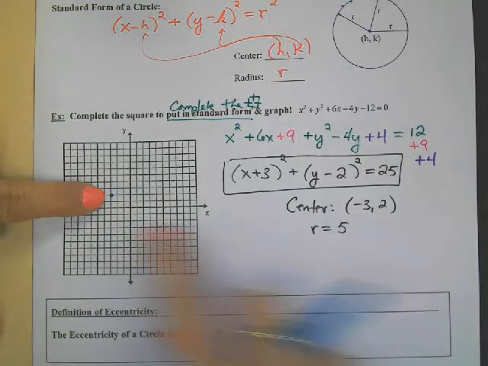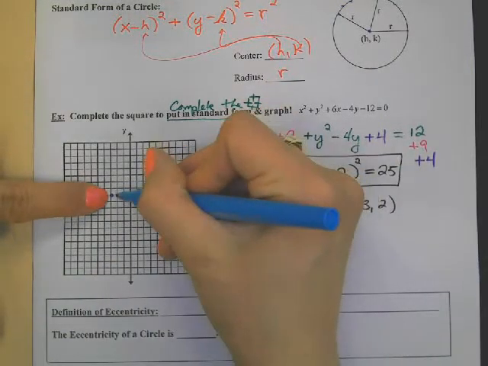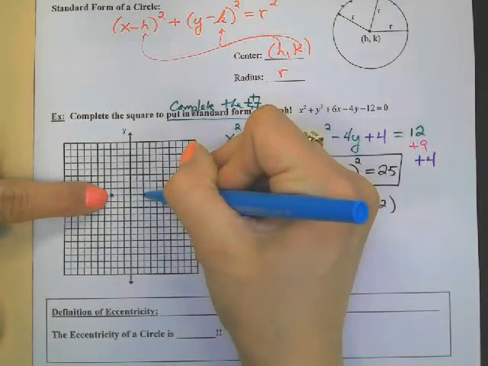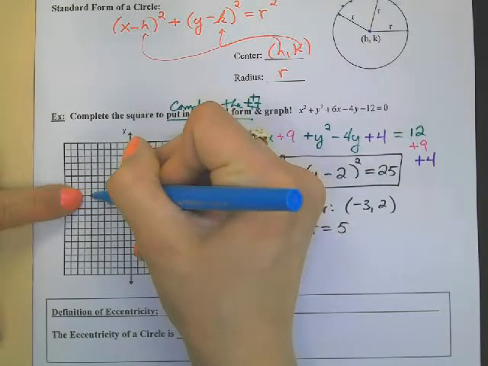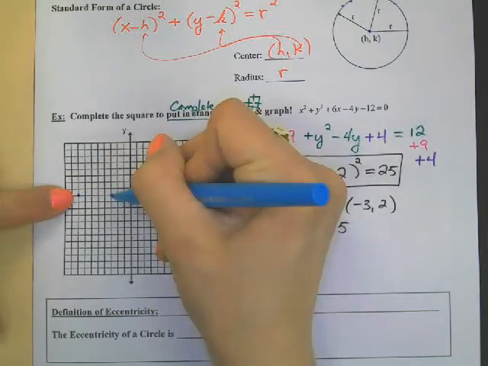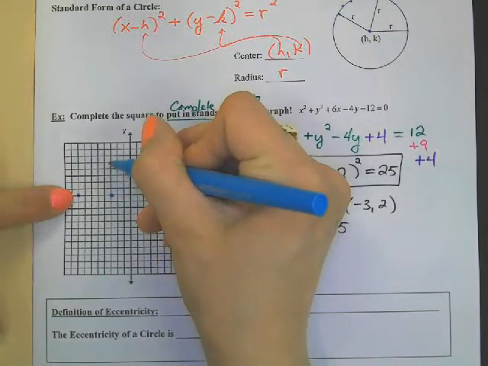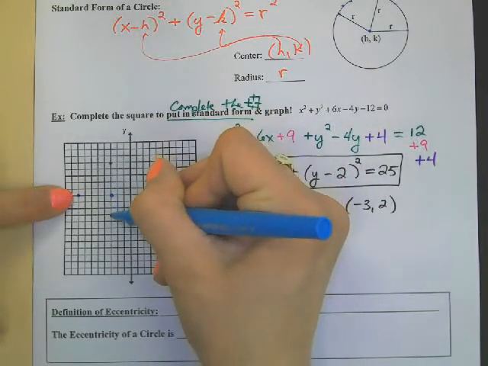No, it's on the circle. The radius is 5. So let's go 1, 2, 3, 4, 5 to the left. 1, 2, 3, 4, 5 to the right. Let's go 5 up and 5 down.